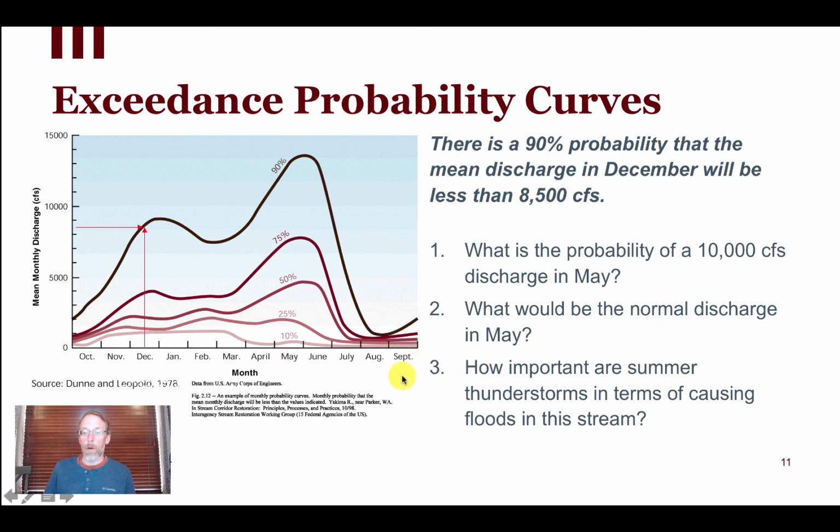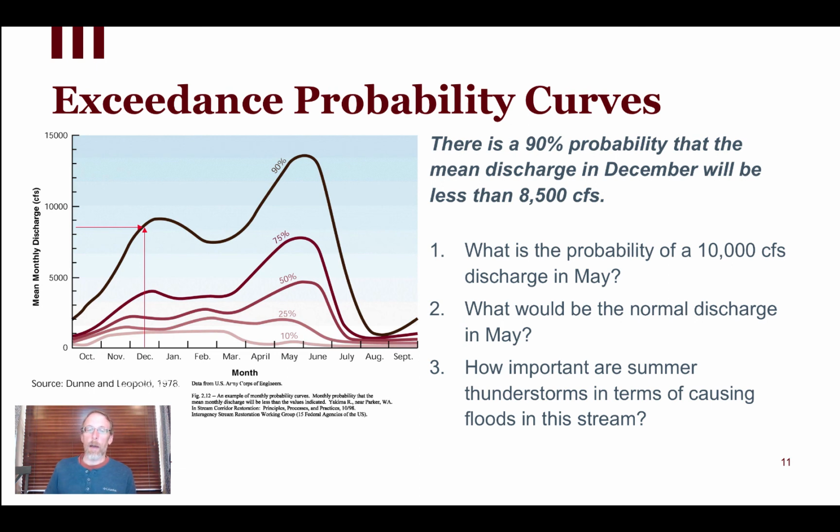So I'm going to pose some questions for you and let you think through them and answer them. You might want to pause the video and make sure you can come up with the right answers. But what's the probability of a 10,000 cubic feet per second discharge in May? What would be the normal discharge in May? So that question's asking, what does normal translate to in terms of probabilities? A normal is probably a 50% probability, a 50% chance it will occur in any year. That's probably close to your normal discharge.